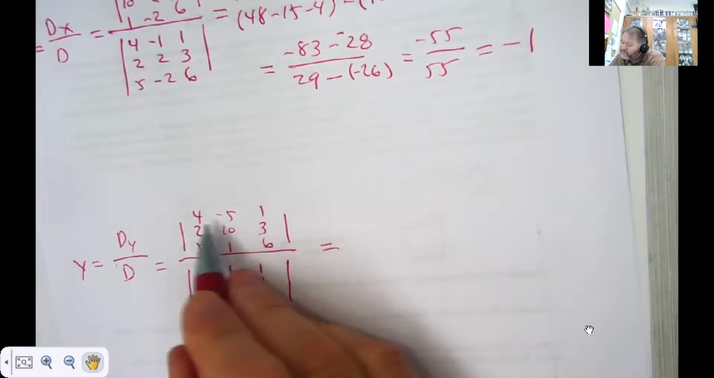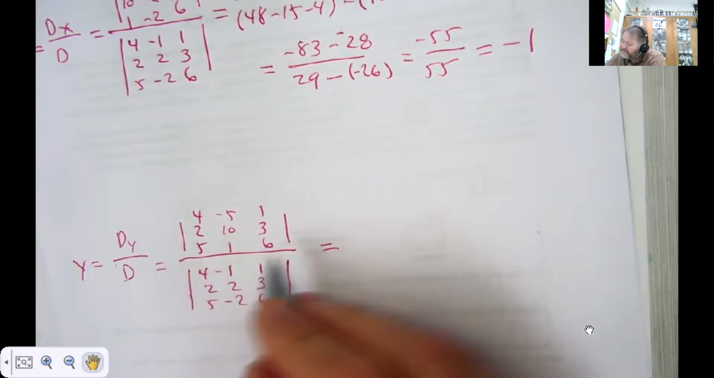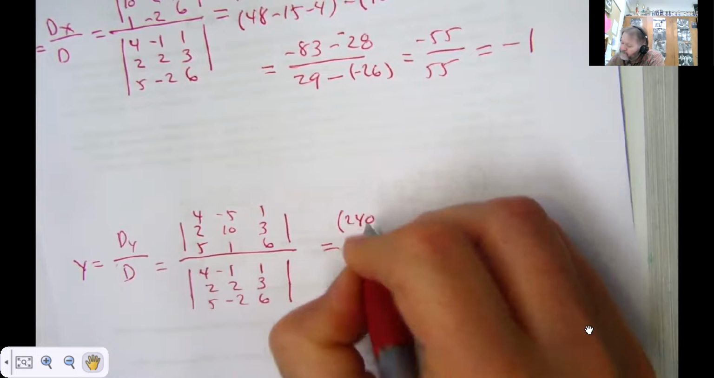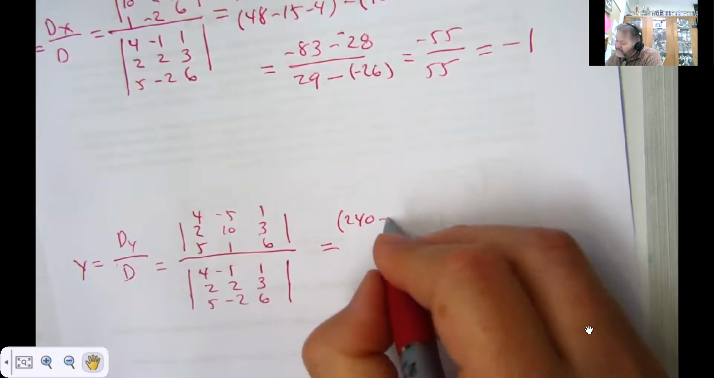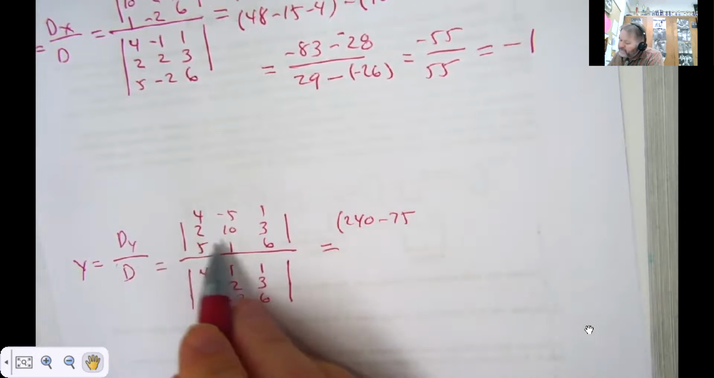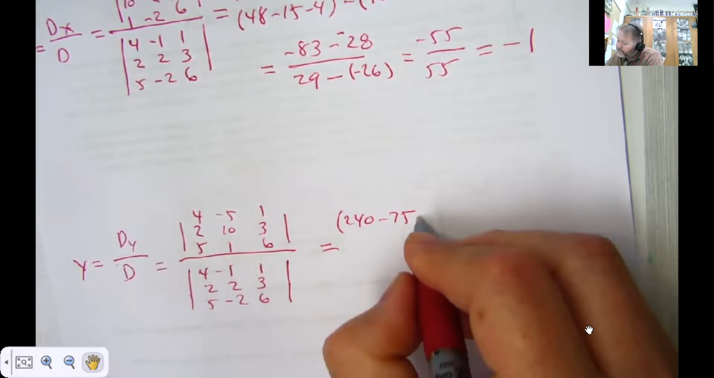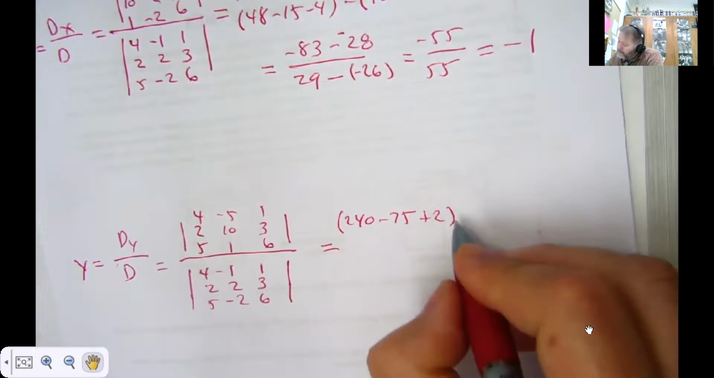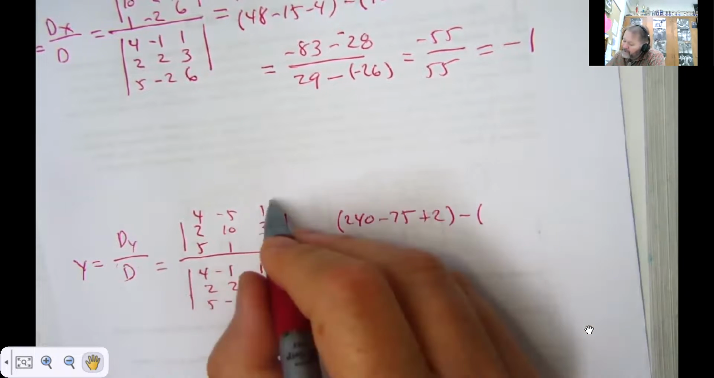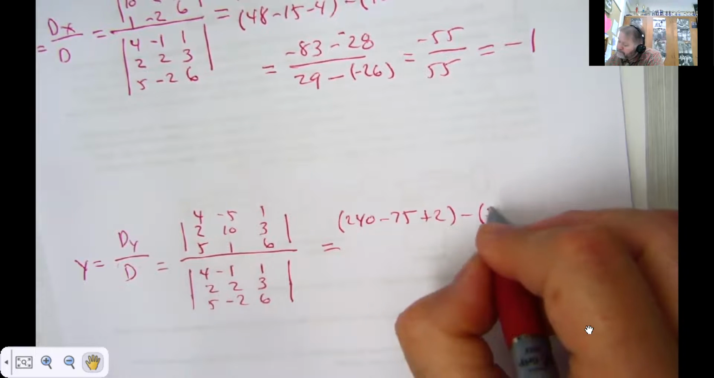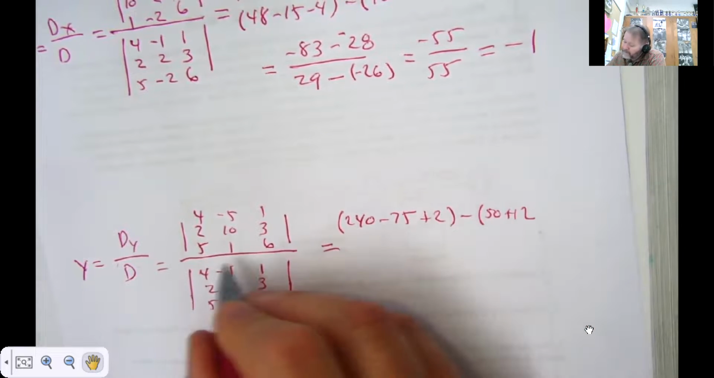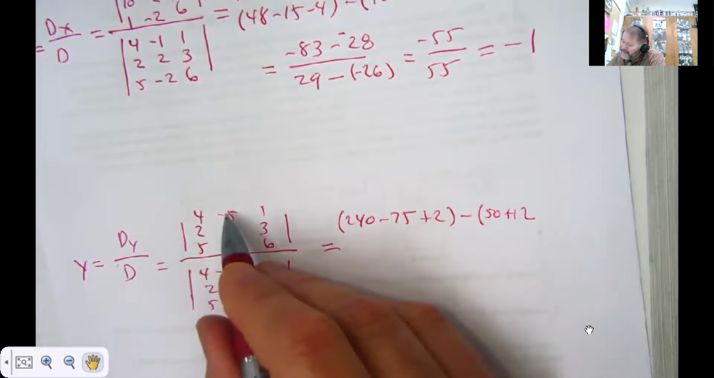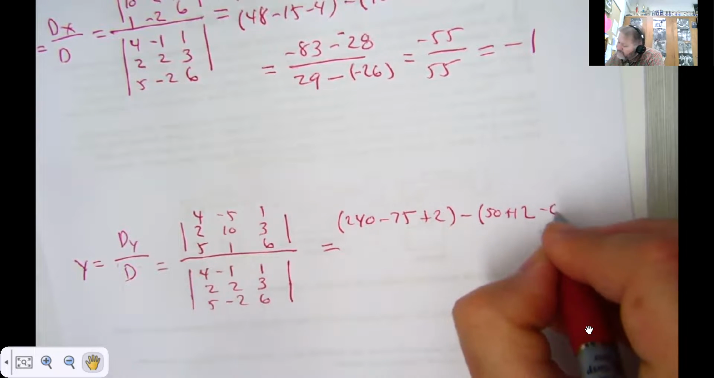On the next one, we're going to do 4 times 10 times 6, 240. Negative 5 times 5 times 3 is negative 75. And 2 times 1 is 2. Minus, going uphill, it's 50. And plus 12. And that's going to be negative 30 times 2 is negative 60.